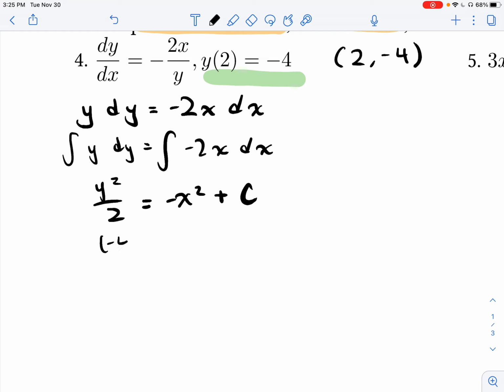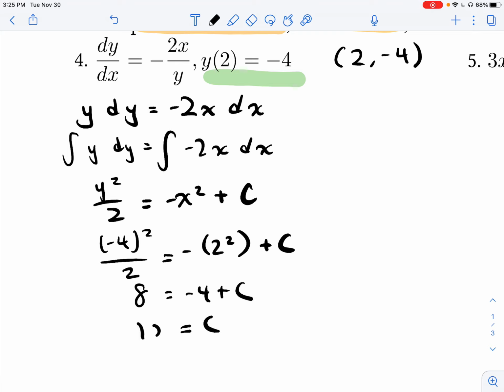y is equal to negative 4, squared, over 2. x is equal to 2 squared, all of that plus c. So we have here, this is 16 over 2, which is 8. This is negative 4 plus c. So c is equal to positive 12.